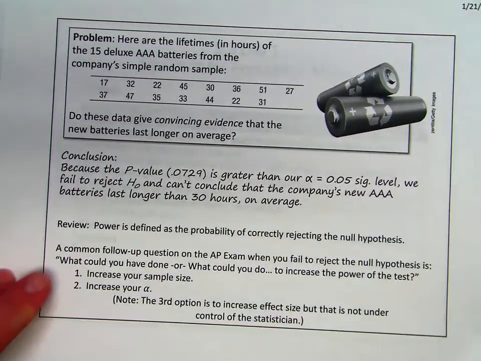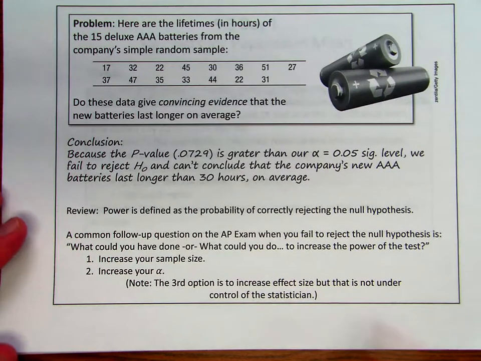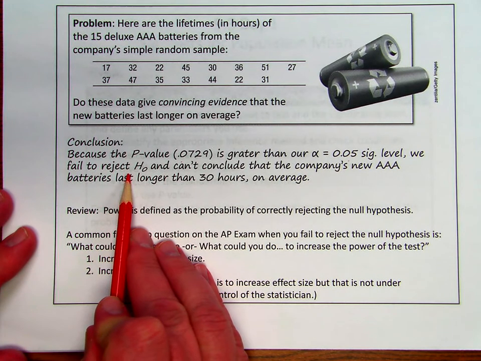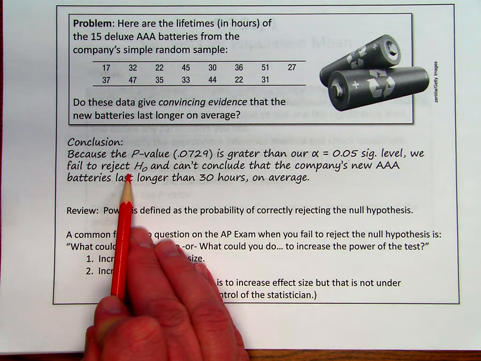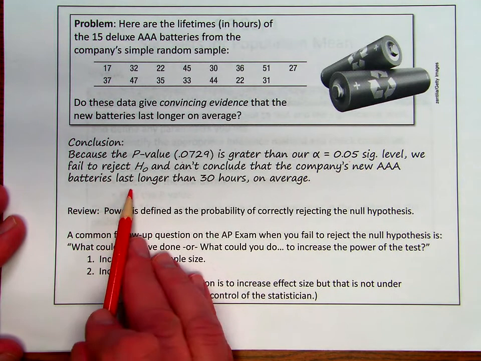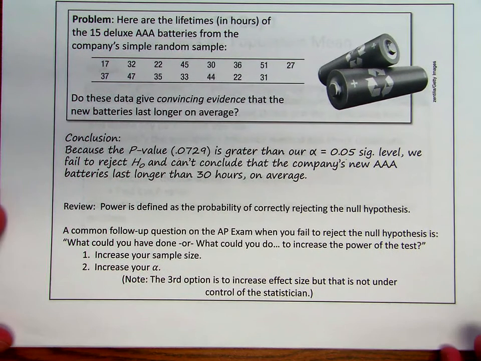Okay, conclusion. Because our p-value is greater than our alpha, we fail to reject the H0. If we fail to reject the H0, it means we don't have evidence to support the Ha. We can't conclude that the company's new AAA batteries last longer than 30 hours on average.